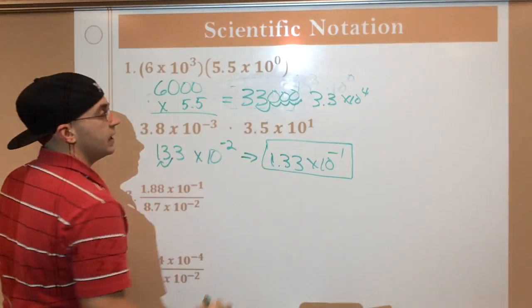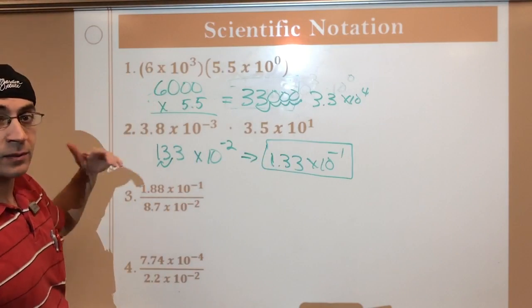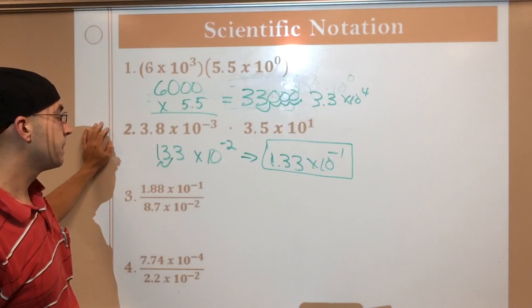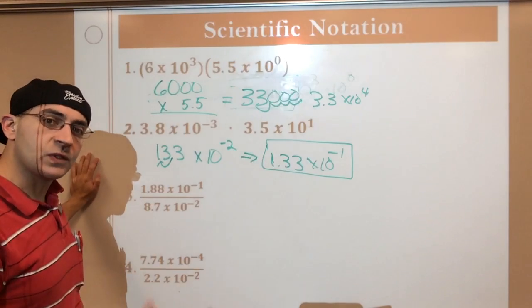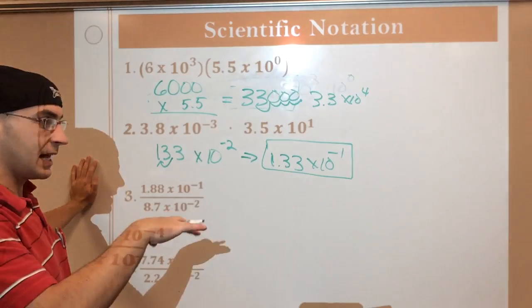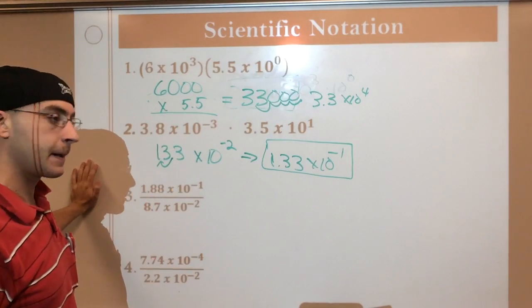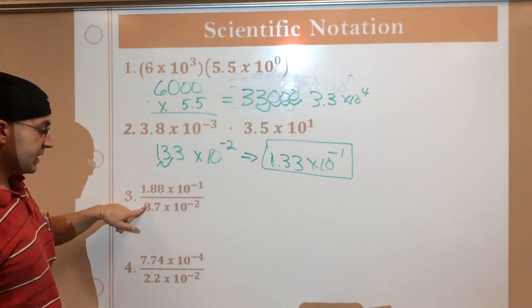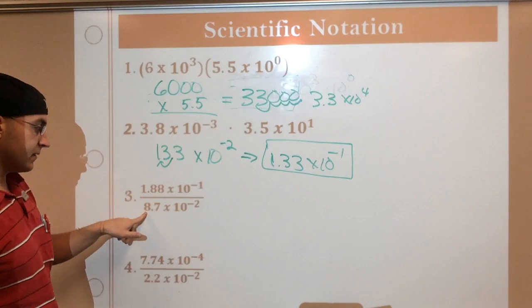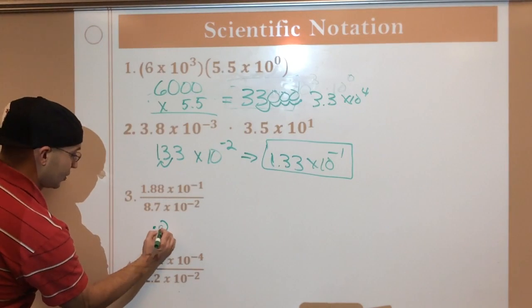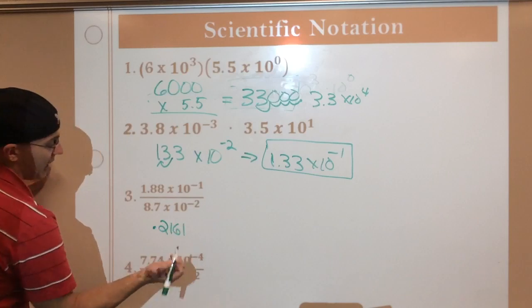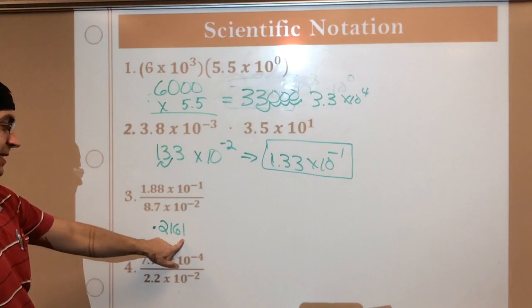And if you want to go ahead and try it the other way, some of you might like it easier. I don't know. It's up to you. Moving on. Division. Remember, same rules for division. Don't get freaked out. It's really just kind of the opposite of what we've been doing. I'm going to divide these numbers first. 1.88 divided by 8.7. When I get that, I get 0.216, and I'm rounding this up.